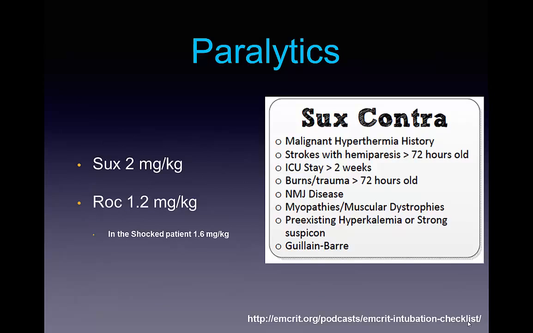When you're thinking about muscle relaxants, there are typically two drugs that come to mind: succinylcholine and rocuronium. Succinylcholine is usually given at a dose of 2 milligrams per kilogram and has some very important contraindications. Essentially, any patient with recent neurologic illness or chronic neurologic illness in the form of myopathies or neuromuscular disease can be excluded from the use of succinylcholine, because in these patients it causes a high rebound hyperkalemia. In a normal patient, succinylcholine causes an elevation in serum potassium of approximately 0.5 millimoles per liter.